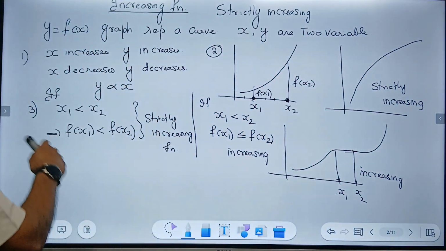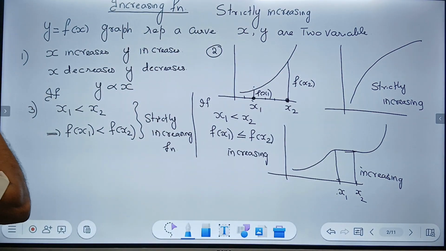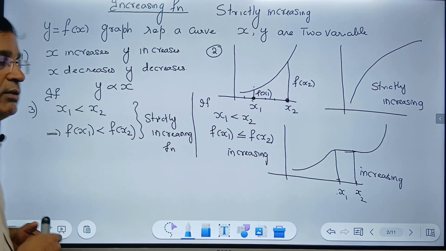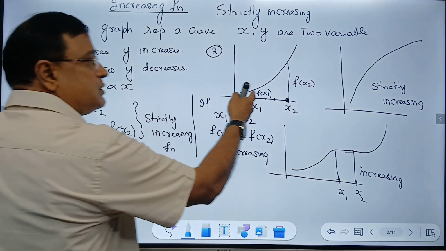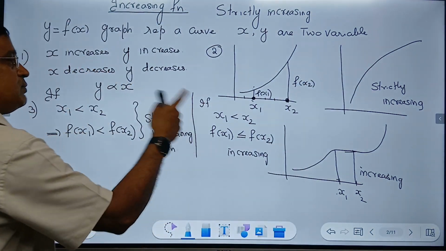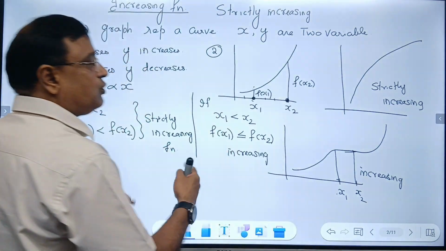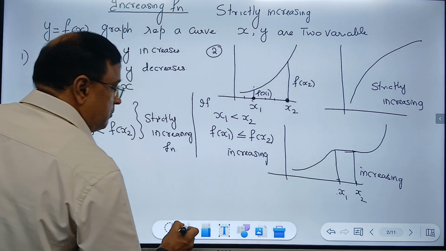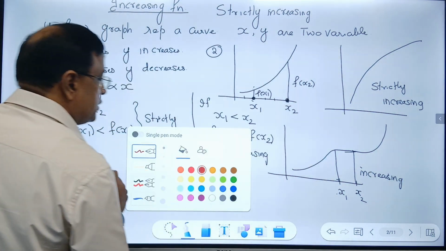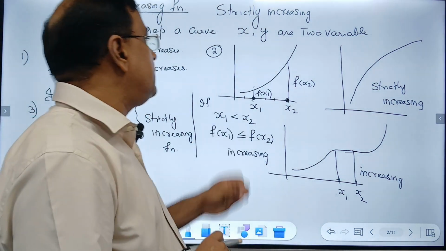Now the third one is the same thing. I am writing it algebraically. If x1 is less than x2, f of x1 will be less than f of x2 if it is strictly increasing. That is the situation for these two. But when x1 is less than x2, f of x1 is less than or equal to f of x2, you call it increasing. Now the last one, which is the most important, okay, because this is applications of differentiation, I have to bring in calculus, correct? Now how do I bring in calculus?